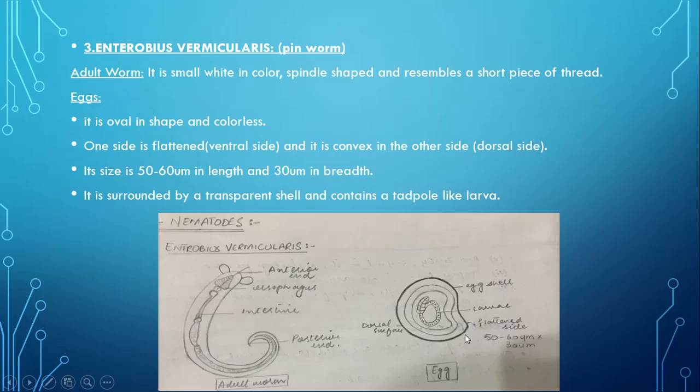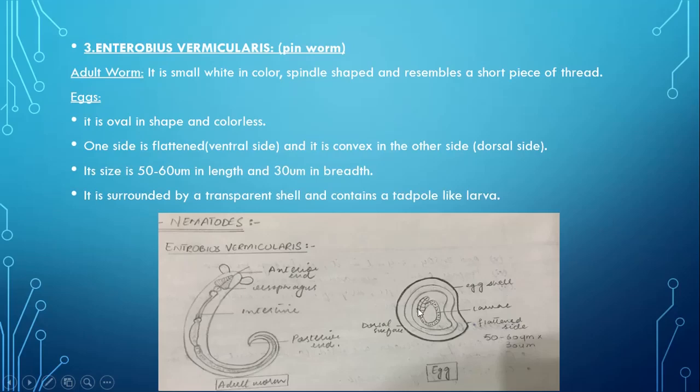Now talking about the egg, it is slightly oval in shape and colorless. One side, the ventral side, is flattened, so this is the flattened side, while this convex side, the dorsal side, is the other side. Its size is about 50 to 60 micrometers in length and 30 micrometers in breadth. It is surrounded by a transparent shell, as you can see, the darker line, and it contains a tadpole-like larva.